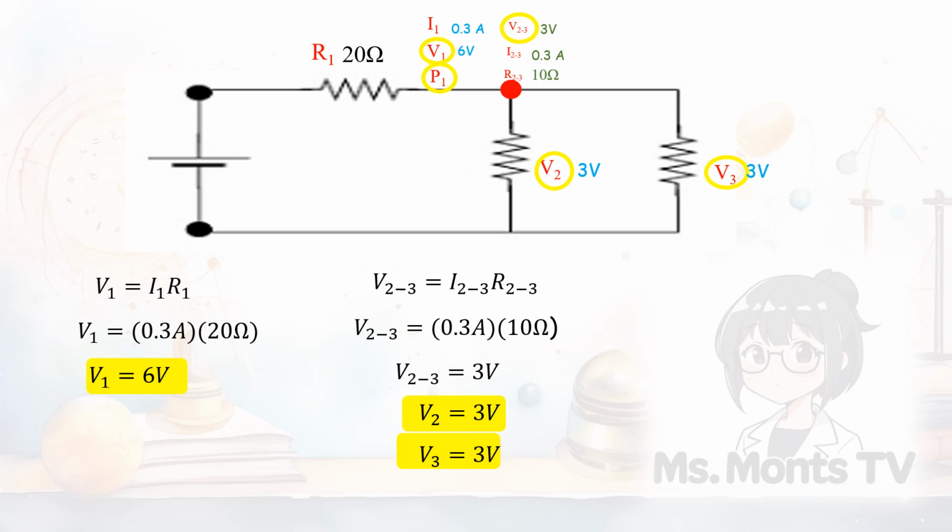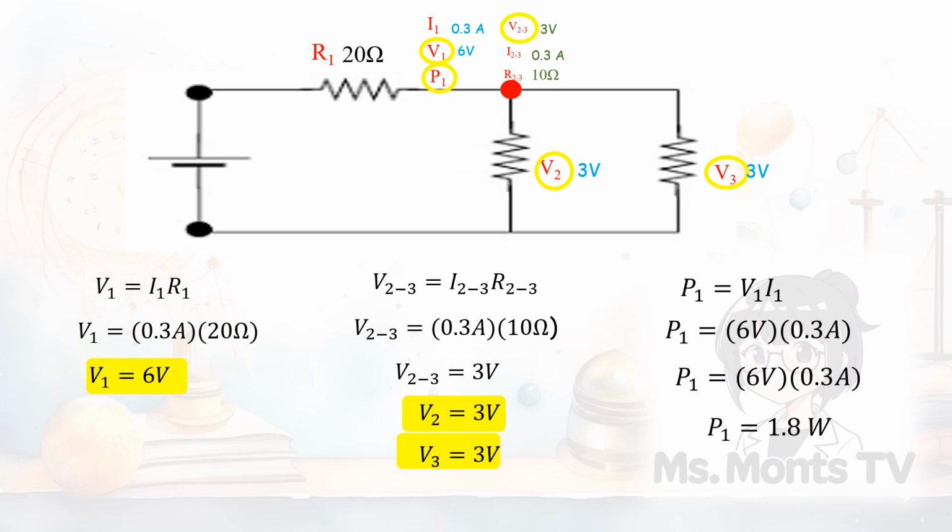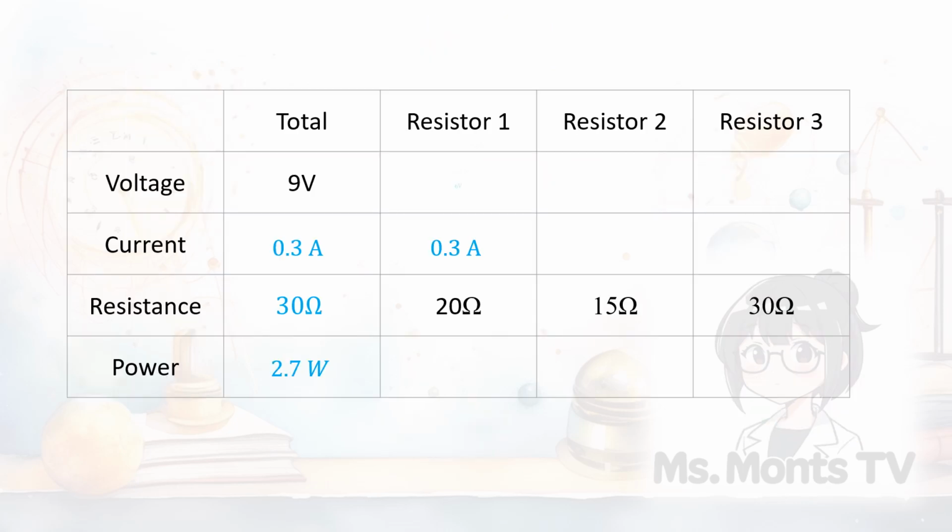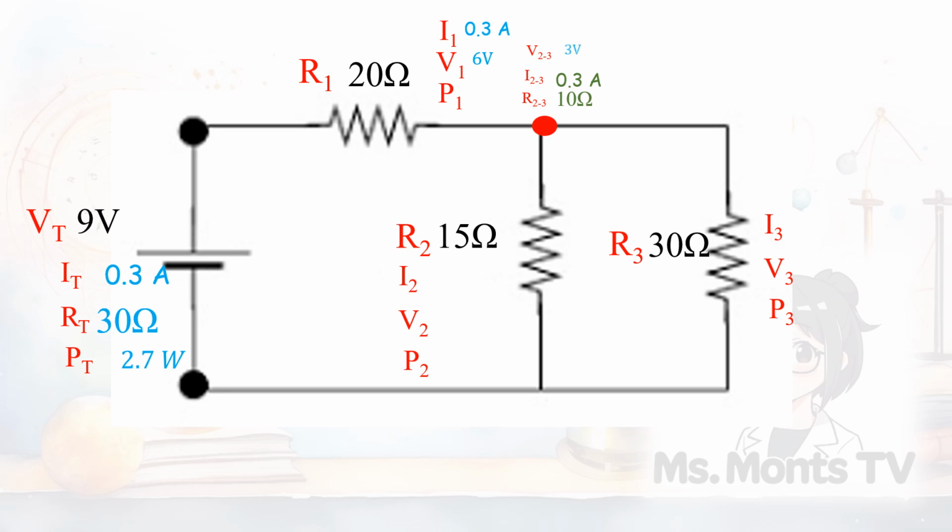Then we have power 1. Power 1 equals V times I. So that is 6 volts times 0.3 amperes, it will be 1.8 watts. So we now have P1. Let's put it in our table. 6 volts, 3 volts for resistor 2, and 3 volts for resistor 3. Then we have power 1, 1.8 watts. So we'll fill up the components.